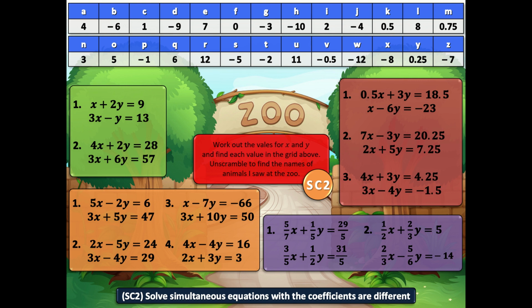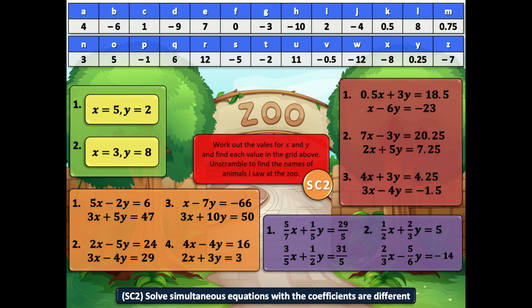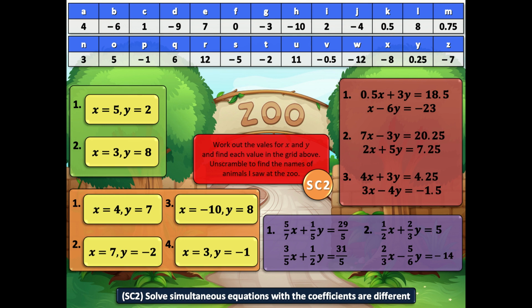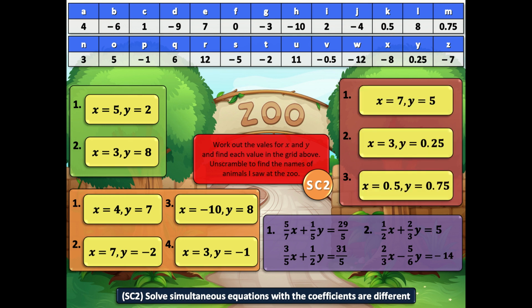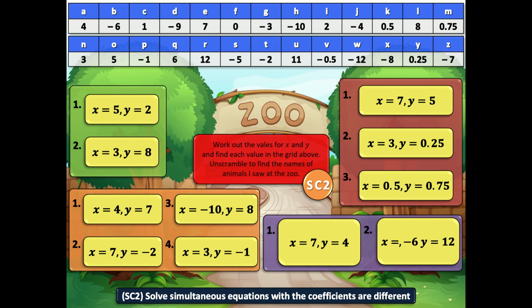Here are your answers. There's your green answers. There's your amber answers. There's your red answers. And there's your purple answers.